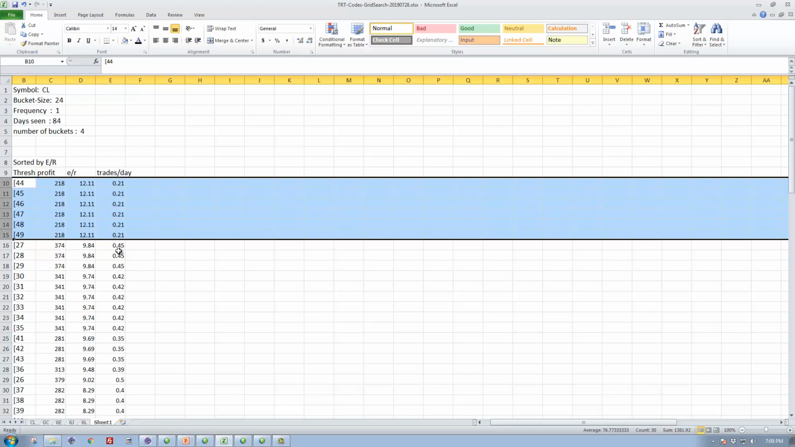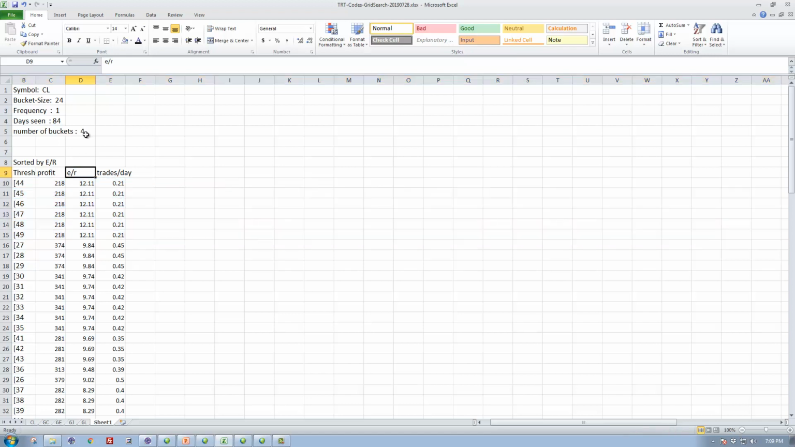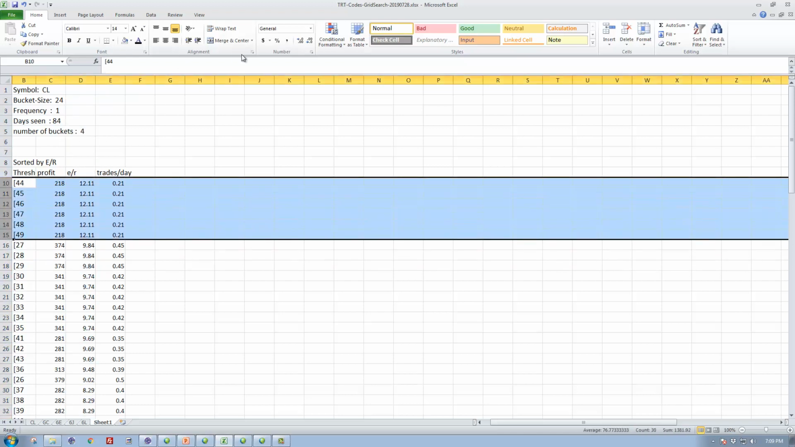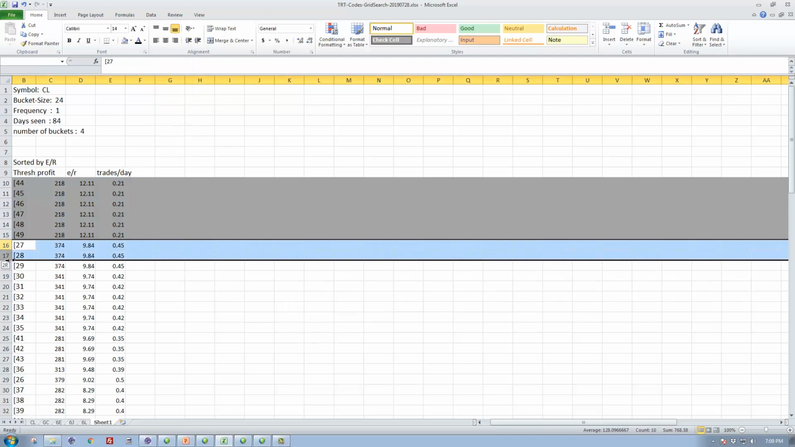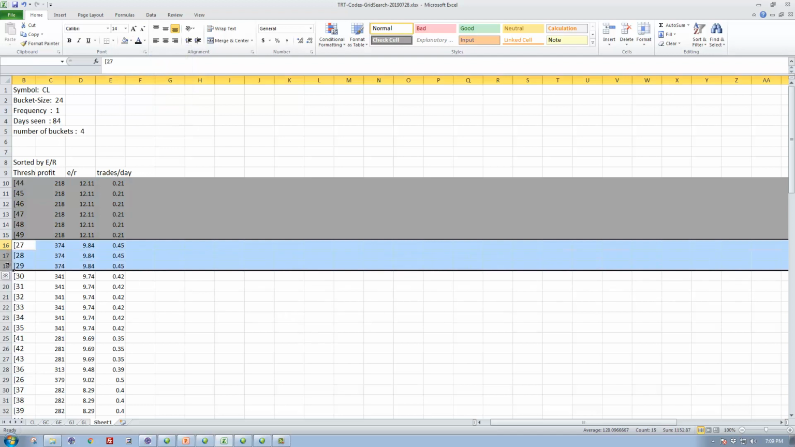Okay. The next level down, remember this is sorted by ER, by this column here. The next group, let me color this to make it easier to see, so we'll just make it gray. The next group is right here, where there was 27, 28, and 29. The requirement yielded an ending ER of 9.84.